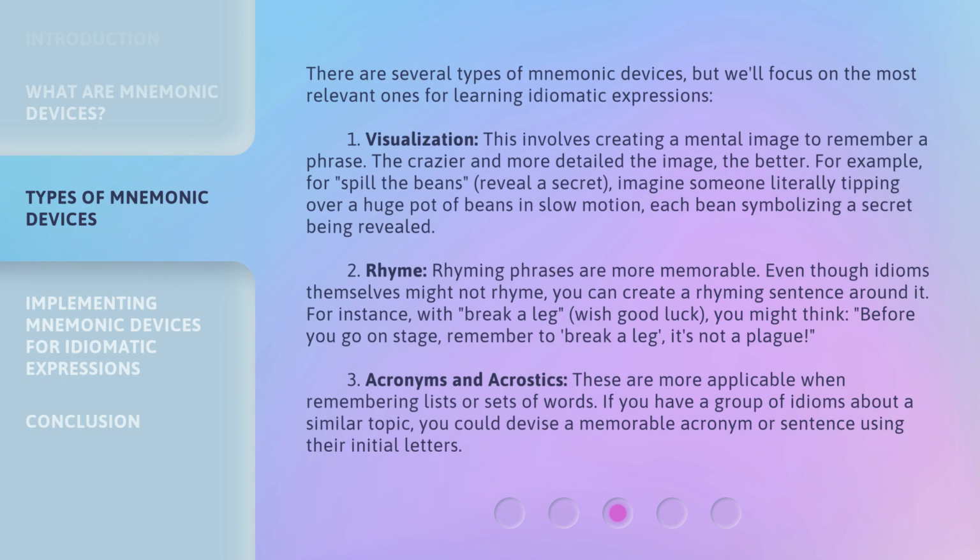There are several types of mnemonic devices, but we'll focus on the most relevant ones for learning idiomatic expressions. 1. Visualization. This involves creating a mental image to remember a phrase. The crazier and more detailed the image, the better. For example, for "spill the beans," reveal a secret. Imagine someone literally tipping over a huge pot of beans in slow motion, each bean symbolizing a secret being revealed.